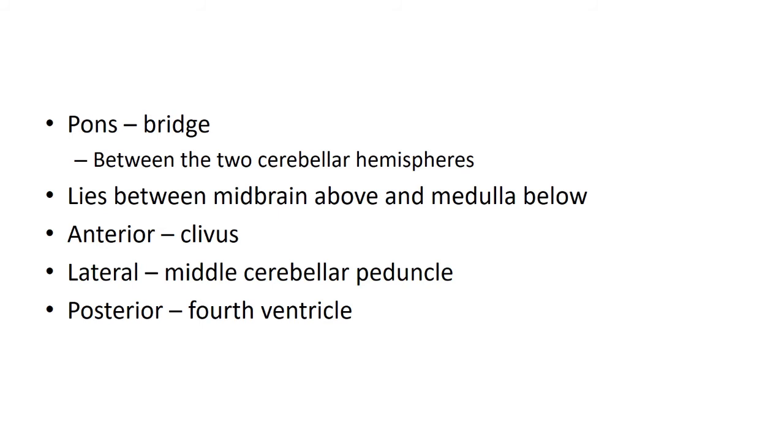This pons lies between the midbrain above and medulla below. Anteriorly, it is related to the clivus. Laterally, as I told you, it is continuous as middle cerebellar peduncle, and posteriorly, it is related to the fourth ventricle.